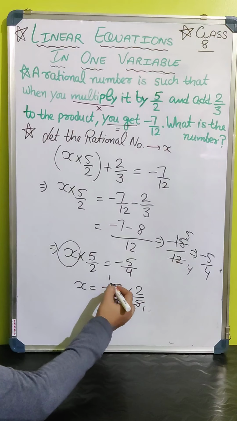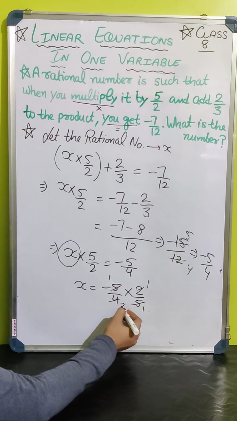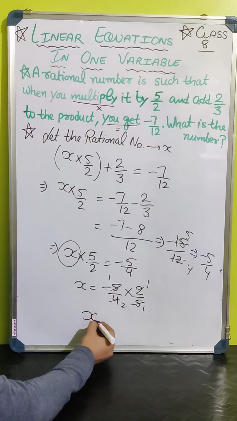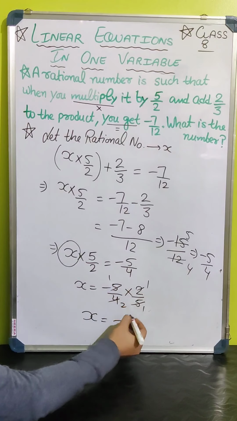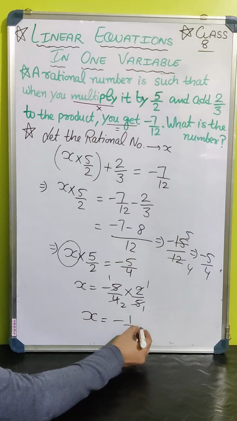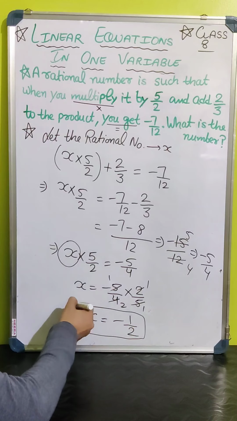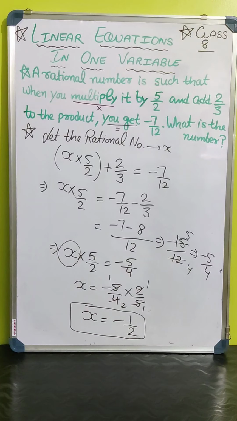5 ones are 5, 5 ones are 5, 2 ones are 2, 2 2s are 4. So the value of x is coming minus 1 ones are 1, 2 ones are 2. So the required rational number is minus 1 by 2. Understood everyone? Simply apply the operations they are asking. If they are asking about multiplication, then you have to add or subtract accordingly. So please place these values correctly, then definitely you will get your answer correct.